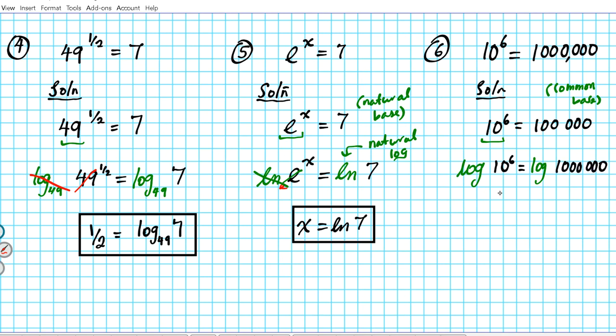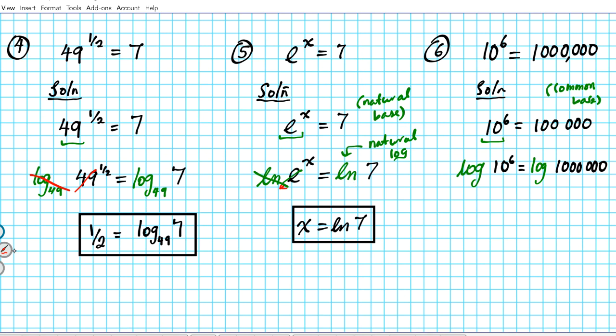So how do you know that this is a common log? Well, the way you write common log is you do not specify the base. If you do not specify the base of your log, it's automatically assumed that that is 10, your common log. So keep that in mind. Log with no base is your common log, log base 10. ln is log base e.